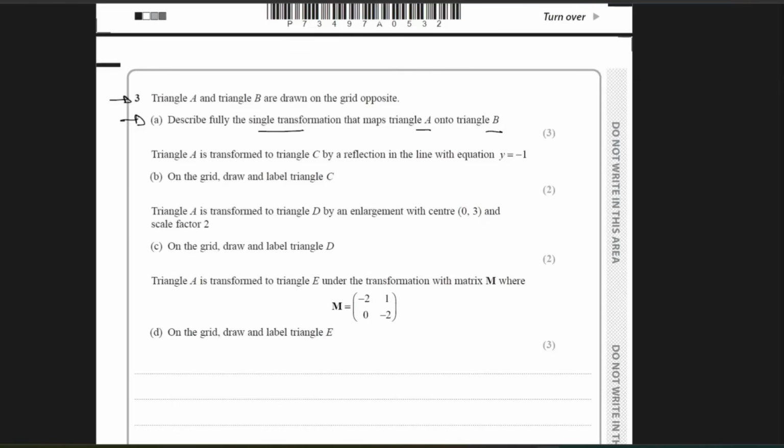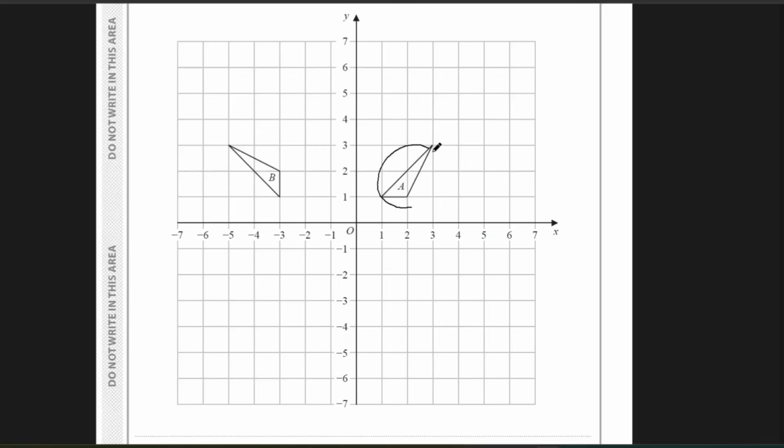Let's have a look. If we look at the shape, it's the same size, so it is not an enlargement. It has been rotated. And if we imagine A to be rotated 90 degrees anti-clockwise, we will see this shape. That means the transformation is a rotation by 90 degrees in the anti-clockwise direction. But we still need to find the center. Where is the center of rotation?